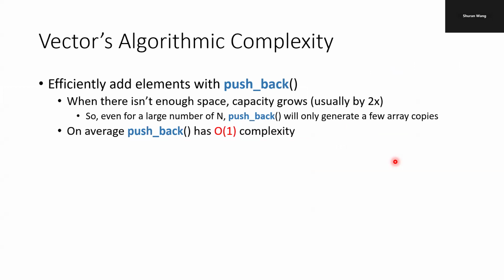The algorithmic complexity for push_back is actually O(1). Even if we are doing the new array allocations and keep copying, because we are always doubling the capacity, the actual capacity will grow very quickly. So the amount of copying will be small enough that it can be negligible. So on average, push_back has an O(1) complexity. That could be slightly slower than with a fixed size array.